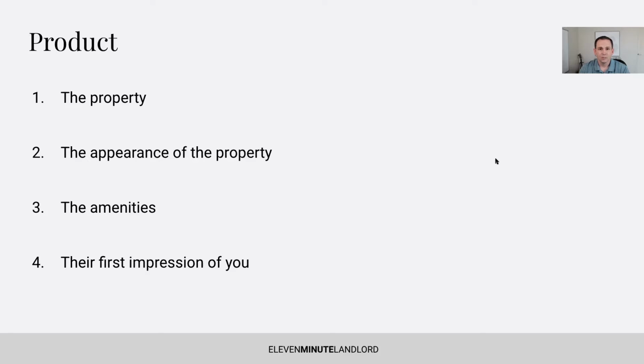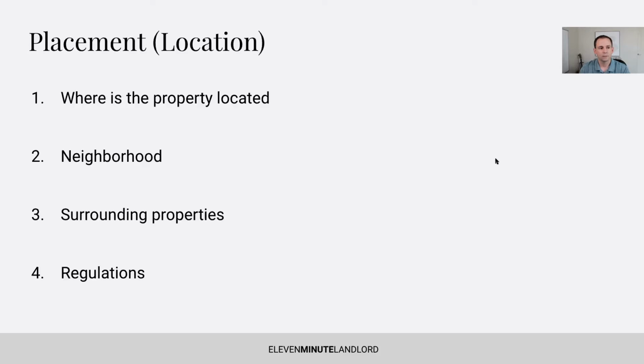Now for product, we're talking about the property. We're talking about the appearance of the property, what comes with the property, like the amenities, the appliances, if there's a pool, all of those things that come with the actual property as part of the product. And really the condition and the way that it presents is going to be one of the very first impressions that tenant has of you as a landlord. If you make sure it's clean, you make sure things are repaired, it's going to set you off on the right foot. And those relationships, as we'll discuss later, are important. So the appearance of the product is very important.